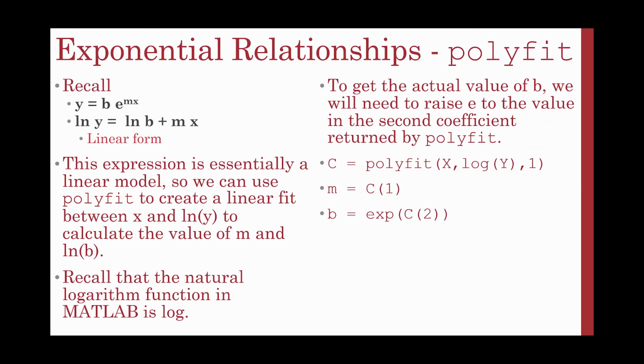So to get the actual value of b, again, we need to raise e to the value that we've gotten. So it would be c is equal to polyfit of x comma log of y comma 1. M is c of 1, and b is an exponential of c of 2.